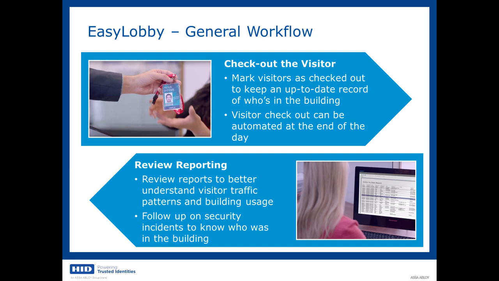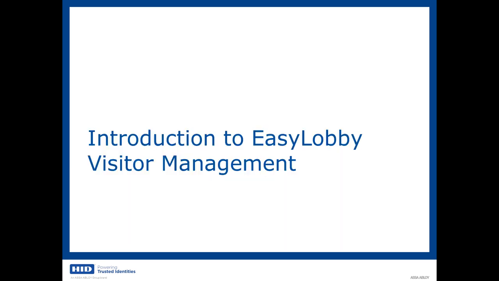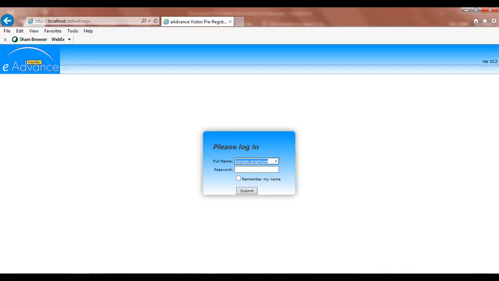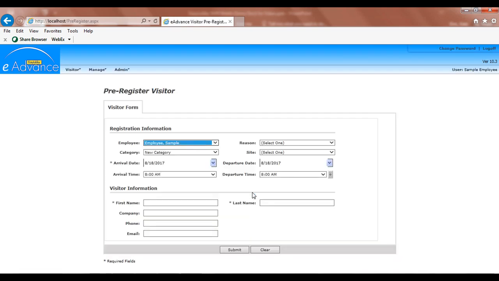Next, we'll take a look at the Easy Lobby application itself. We'll be starting with the pre-registration tool, eAdvance. This is the Easy Lobby eAdvance pre-registration tool, and typically this is housed on a company's intranet to allow all of your employees to be able to register their own visitors.